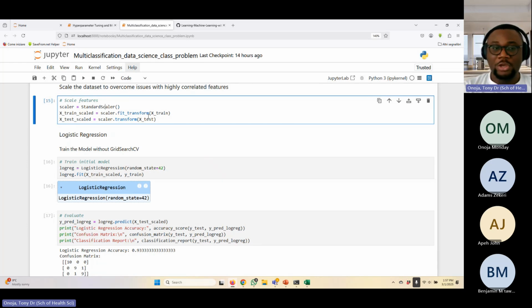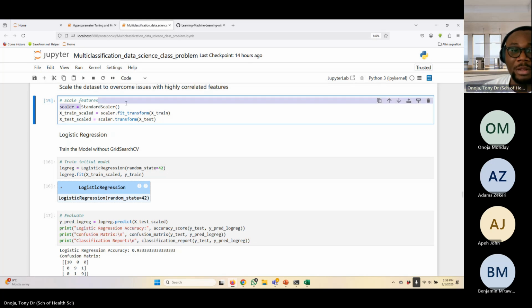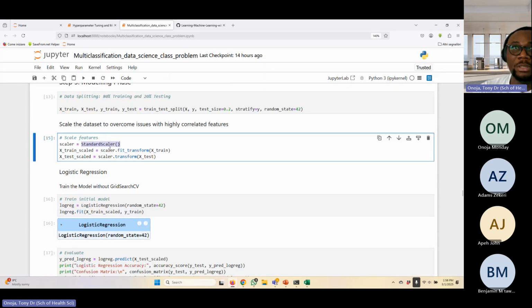So to a large extent, you can overcome the multicollinearity when you scale. Not always, but it's another very good way of dealing with multicollinearity. So there are several scaler approaches. There is the min-max, there is the standard scaler, there is the robust scaler and all that.